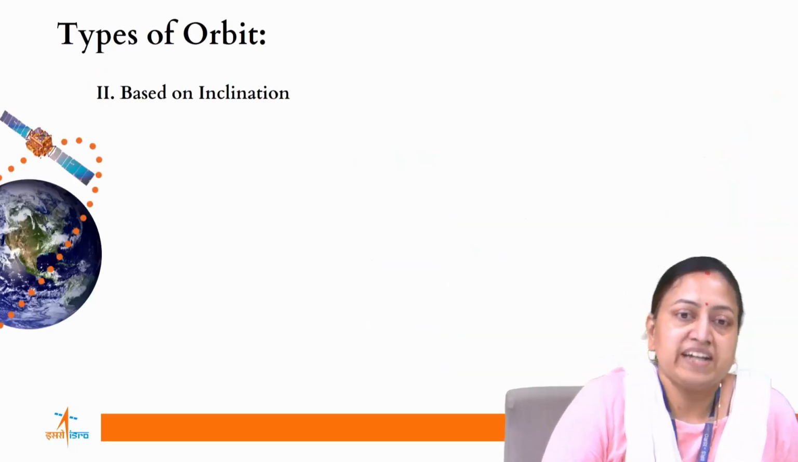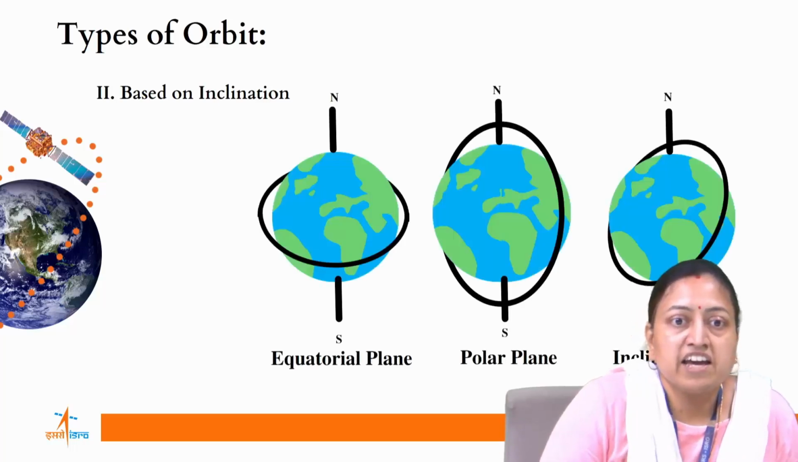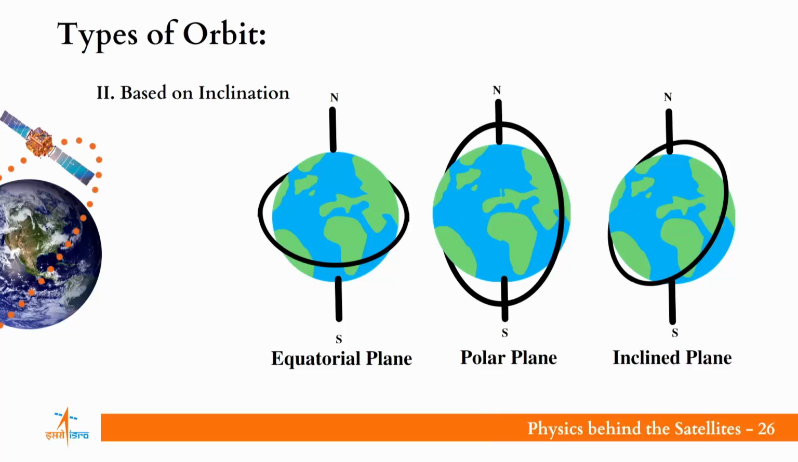Let us learn about types of orbit based on inclination. Equatorial orbit. It is an orbit directly coinciding with the equator, such that a satellite in this orbit stays on top of the equator throughout its orbit. Polar orbit. This orbit is perpendicular to the equator, passing over the poles and intersecting twice with the equatorial orbit. Inclined orbit. As the name suggests, it is inclined at an angle that is not parallel or perpendicular to the equator.